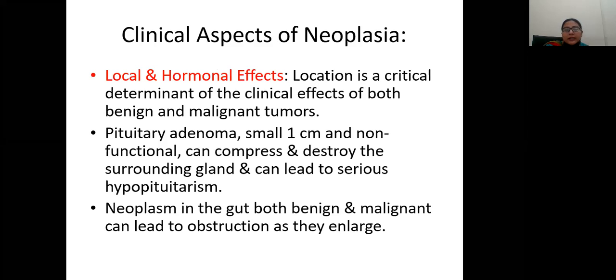Now, we will discuss the clinical aspect of the neoplasia. Okay, means what are the effects of the neoplasia? Clear? So there may be the local or a hormonal effect.